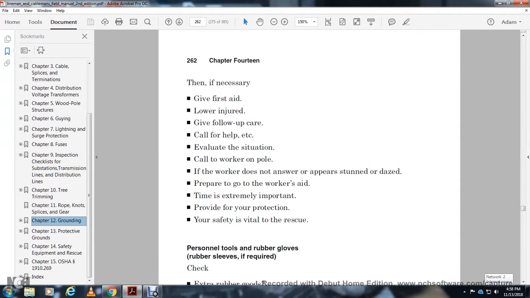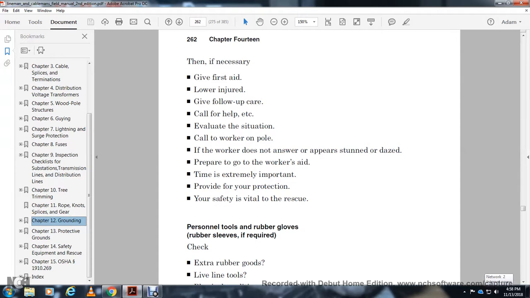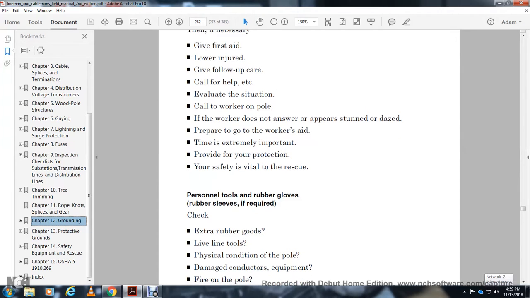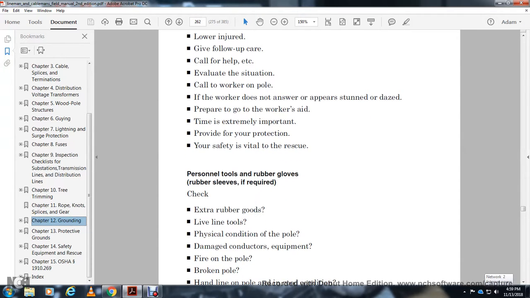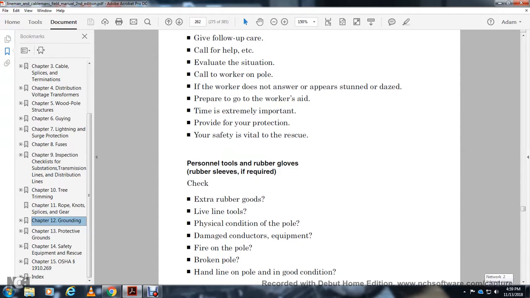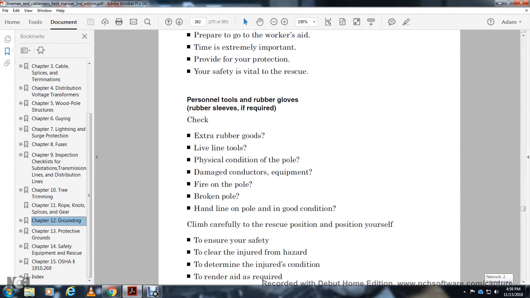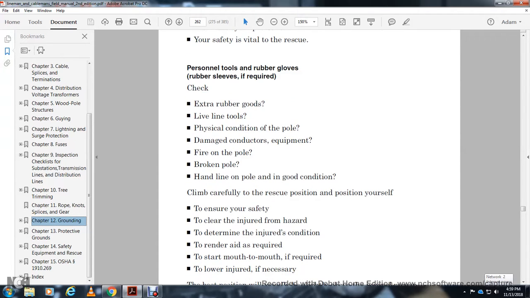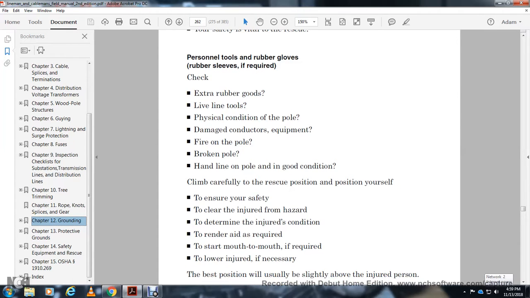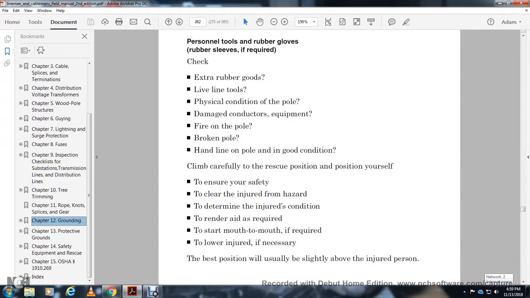To evaluate the situation, call to the worker on the pole. If the worker does not answer, prepare to go to the worker's aid. Timely action is extremely important. Provide your own protection, your own safety: wear personal protective equipment, rubber gloves, and check live line tools, the physical condition of the pole, damaged conductors, equipment, fire on the pole, a broken pole, and the hand line on the pole. Climb carefully to the rescue position to ensure that you are safe, then determine the injured person's condition, render first aid if required, start mouth-to-mouth if necessary, and lower the injured. The best position will usually be slightly above the injured person.